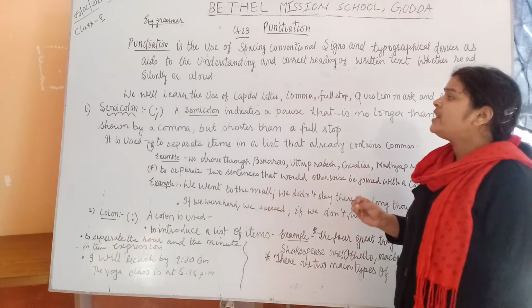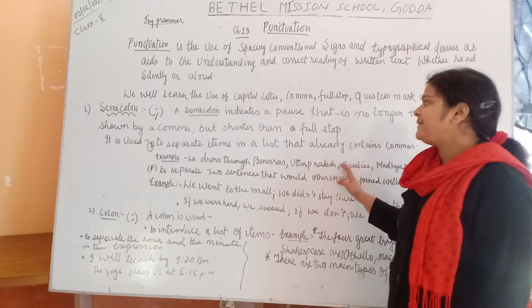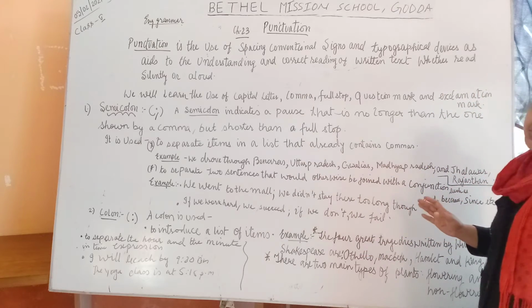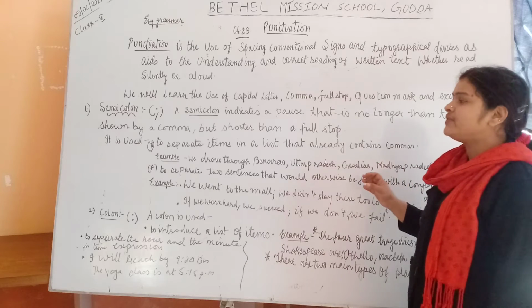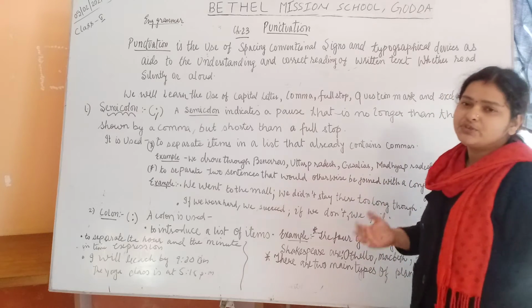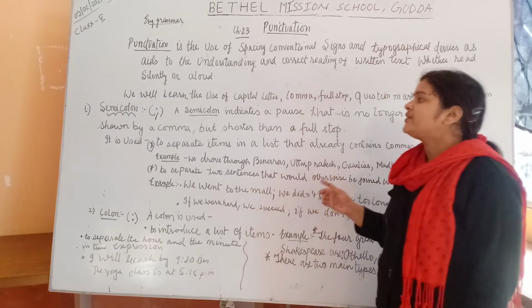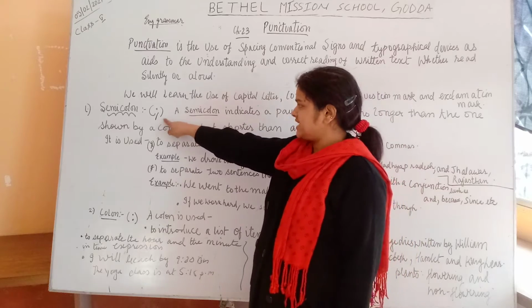We will learn in this punctuation chapter the use of capital letter, comma, full stop, question mark, and exclamation mark, which are used to write a particular sentence in a very beautiful manner. It adds beauty to the sentence. So number one, we will start with semicolon. This is the sign which is called a semicolon.